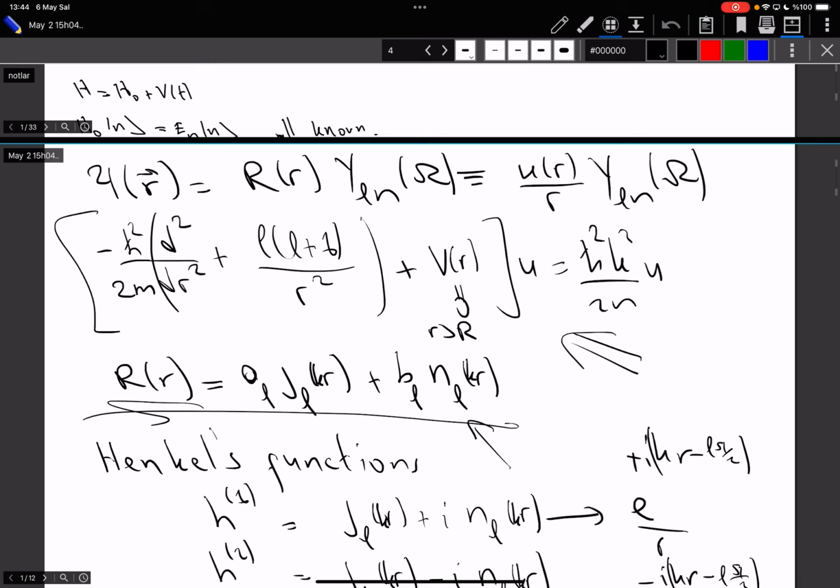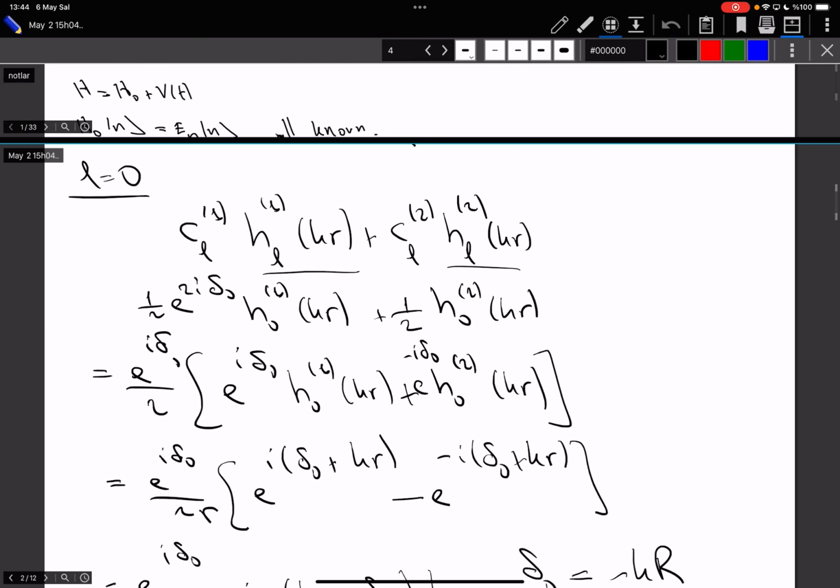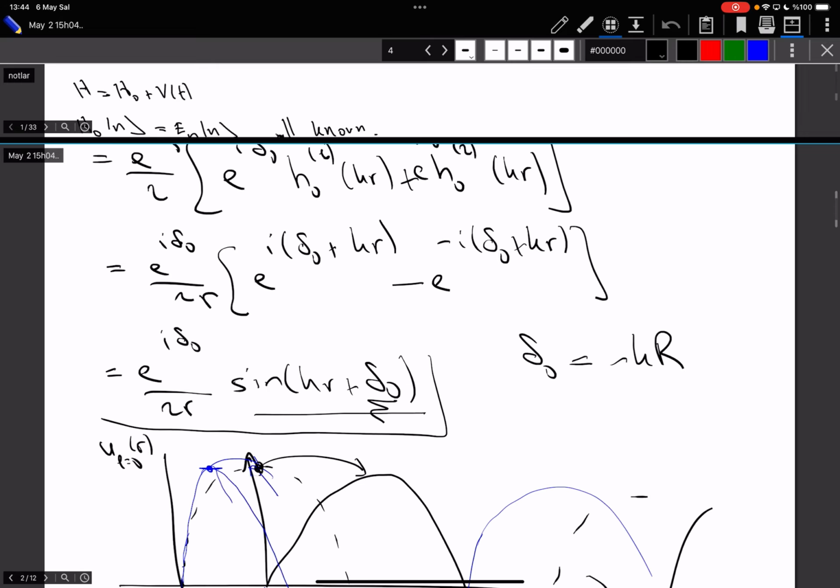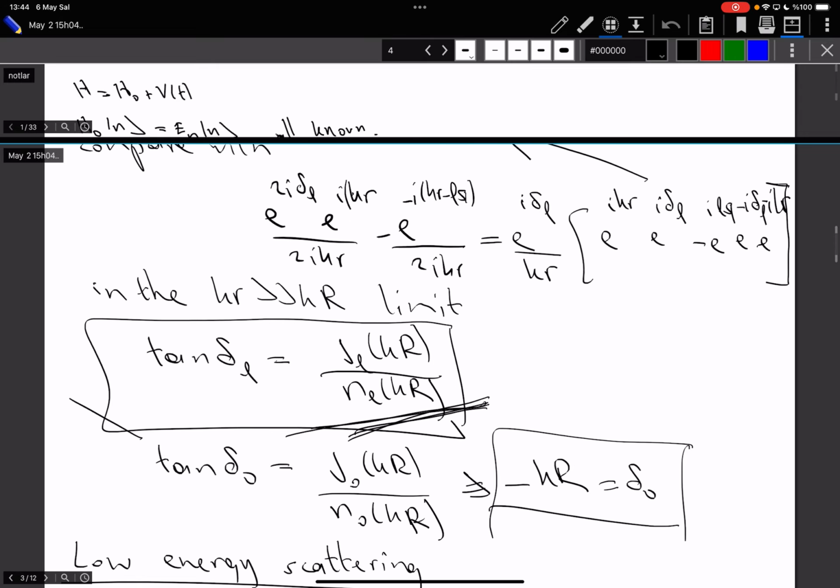Well, there are 2 of them, j and n. One of them, n, diverges at the origin, j is finite at the origin, but since we are looking at solutions outside this sphere, which contains the origin, we have both solutions. We have the boundary condition that it has to be 0 right at the surface of the shell, which allows us to determine what the phase shifts are.